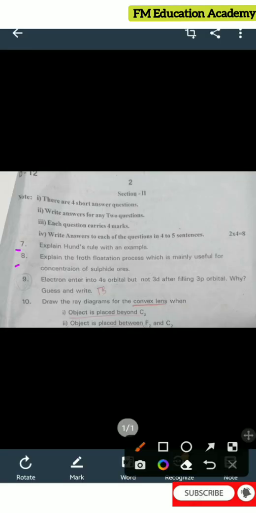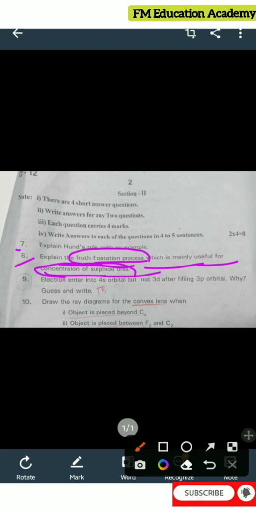Question 8. Explain the froth flotation process which is mainly useful for concentration of sulfide ores. See, what is the froth flotation process? It comes under principles of metallurgy, and it is useful for the concentration of sulfide ores. We need to explain that answer about this method.